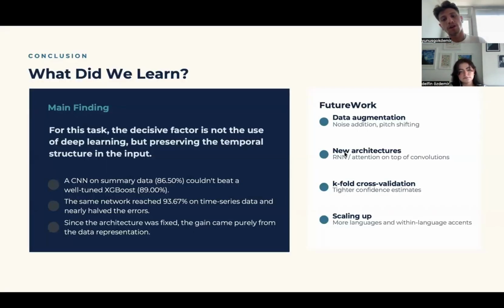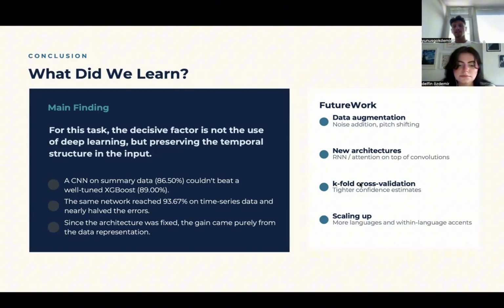Let me bring it all together. We ran a controlled three-stage study of spoken language identification on Arabic, English, and French. By extracting both a summary statistic vector and a time series representation from the same recording, and by keeping the architecture, the data split, and the training protocol fixed, we were able to isolate the one thing we care about, the effect of the input representation. And the results are clear.